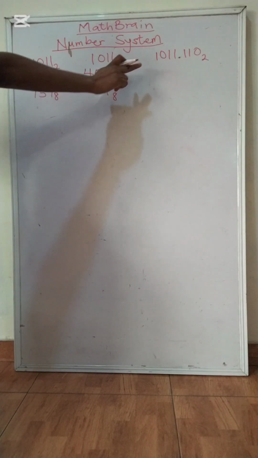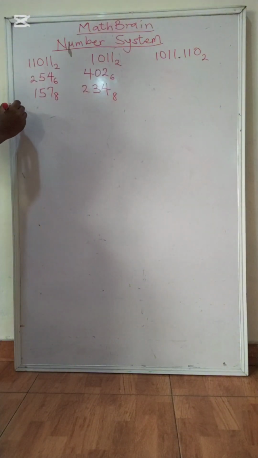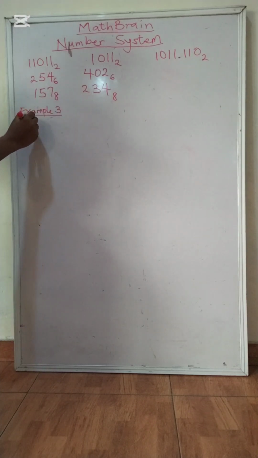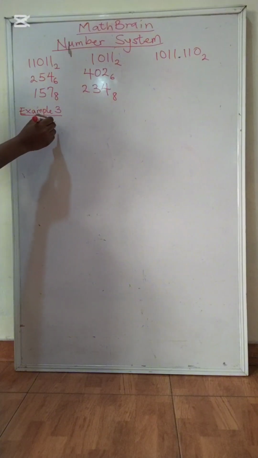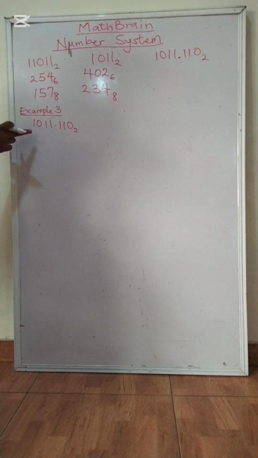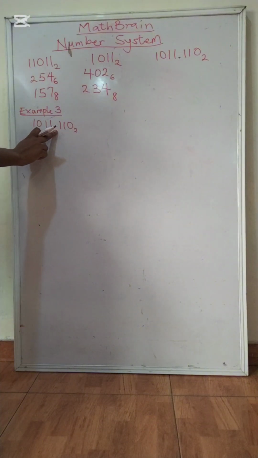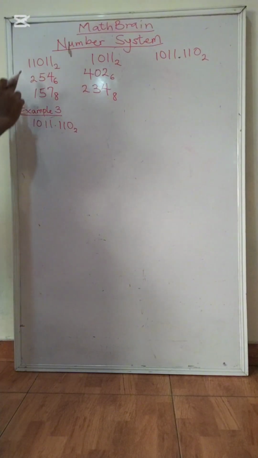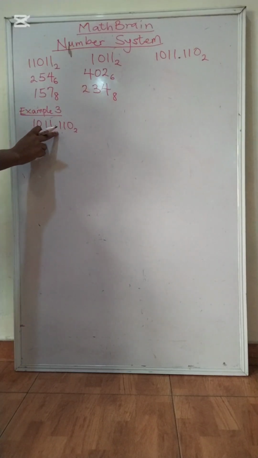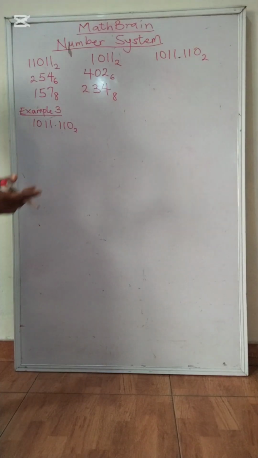Alright, so the last one in base 2 that we are going to convert is example 3 of base 2. We have 1011.110 in base 2. Now if you look at this, compared to the one we did earlier, you see that there's a difference, and the difference is that this has a decimal point. So this is not a whole number, unlike this one, which is a whole number. It's pretty much the same way you solve it.